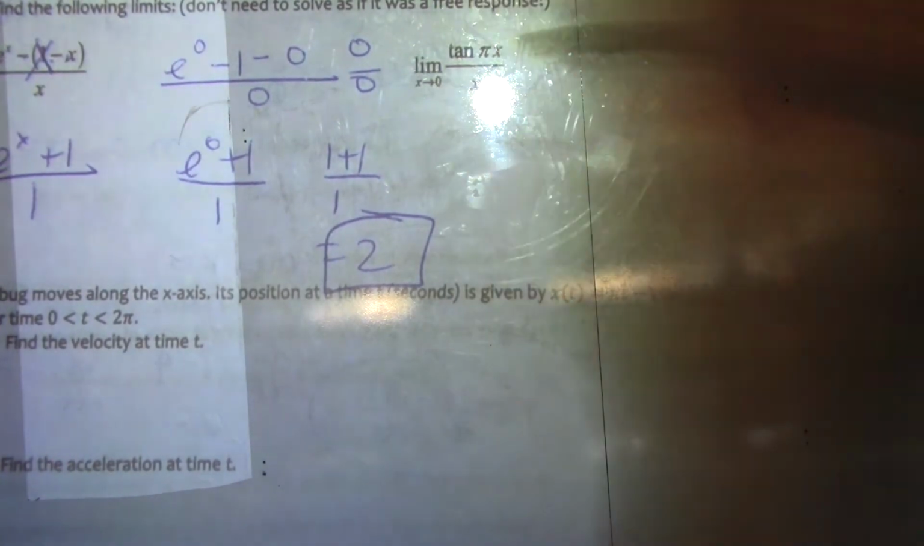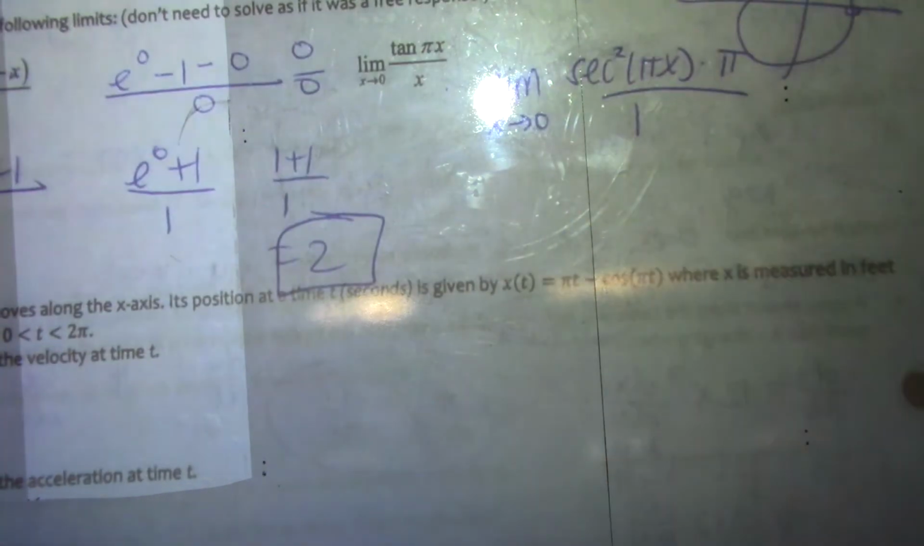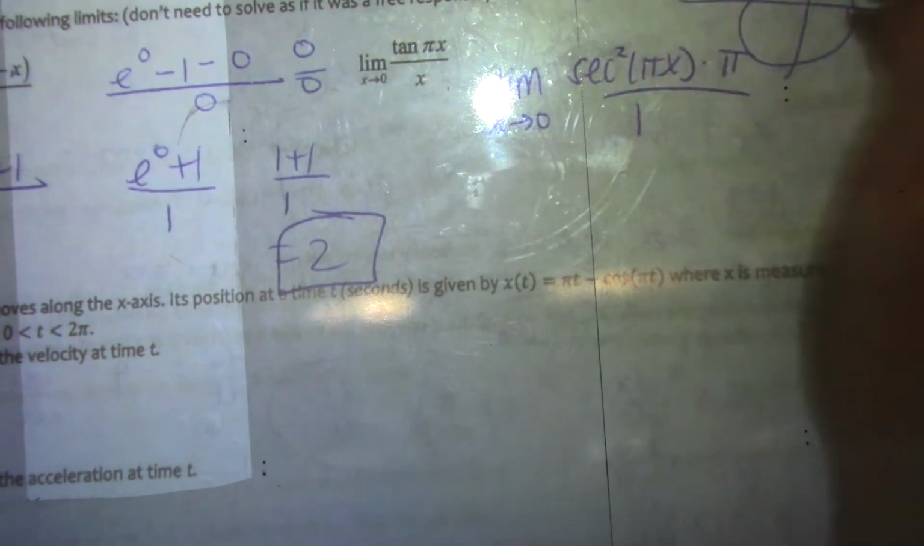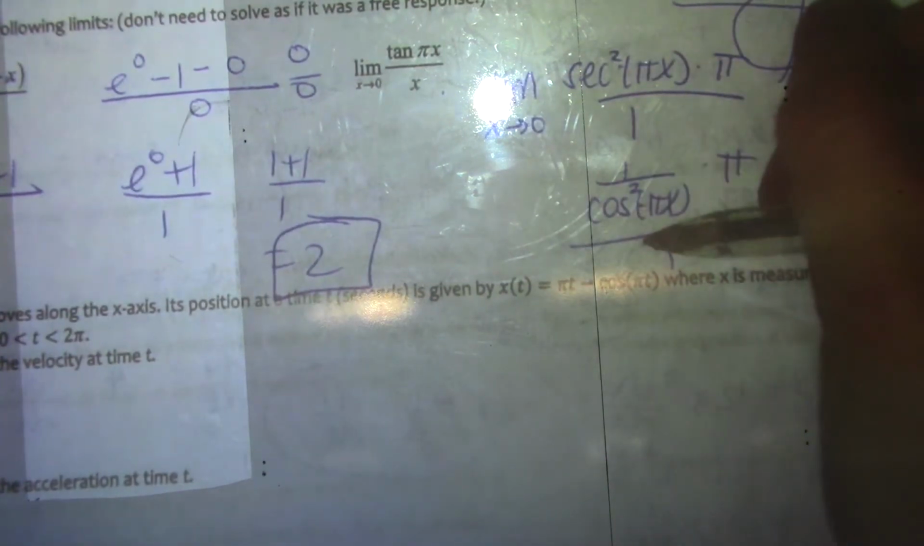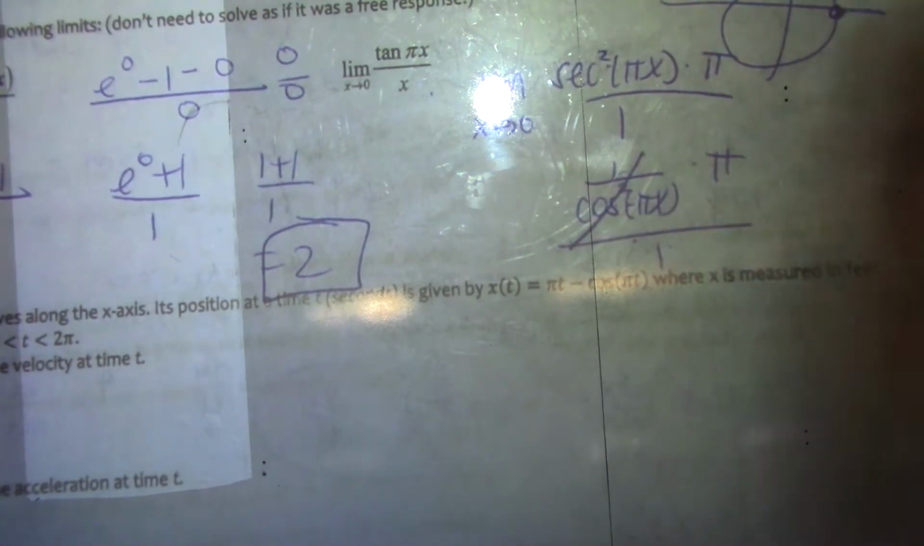Tangent of 0, so let's look. Tangent is sine over cosine. Sine is 0 over cosine of 1, so this is just 0 over 0. So I'm going to take the derivative for L'Hopital's. This is just secant squared of pi x times pi over derivative of x is 1. Secant squared of 0. Secant is just 1 over cosine, so this is cosine of pi x. All I did is replace secant with 1 over cosine. Cosine here is 1, so this will just go away, and then you've got pi left.